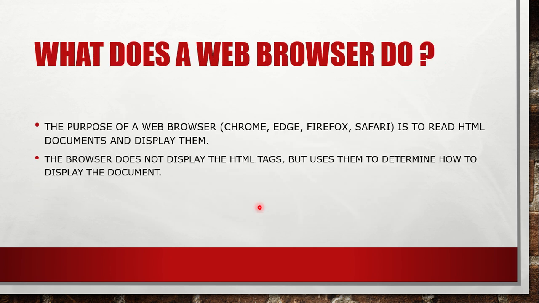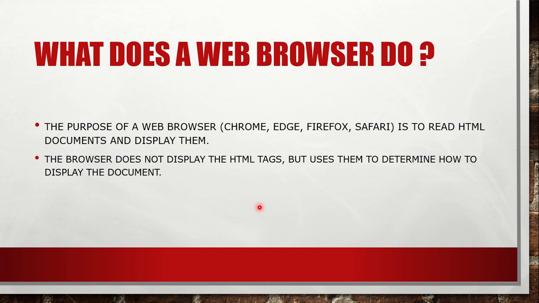So what is the purpose of a web browser? What does a web browser do? A web browser helps to read HTML documents and display them. The main work of it, relating to this HTML we're learning, is that it will read your code and then display it according to what you write, what code you have. So it will read the code and display the results of the code.